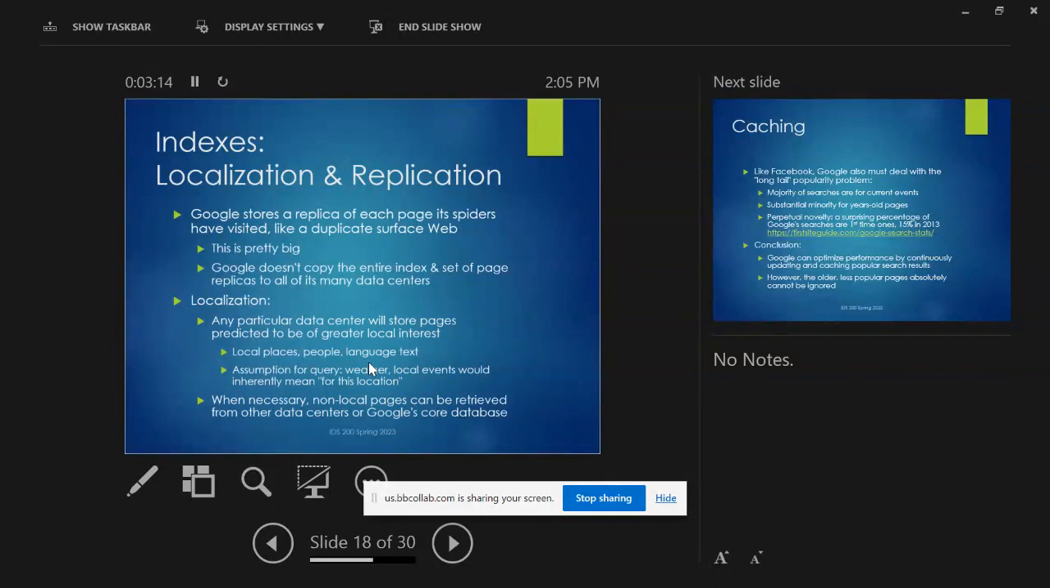Other things, anytime you ask for just weather, Google says, oh, if you're asking about weather, chances are you mean whatever zip code you're in. So if Google has a data center in or near Chicago, it's going to keep pages about weather forecasts for zip codes near Chicago, right? That's the sort of stuff that it'll keep there. Anyway, and again, when necessary, pages that aren't stored locally can be retrieved from other data centers, or if Google comes to have some big database where all these things are stored, they could be retrieved from there. Basically, they could be retrieved from non-local sources.